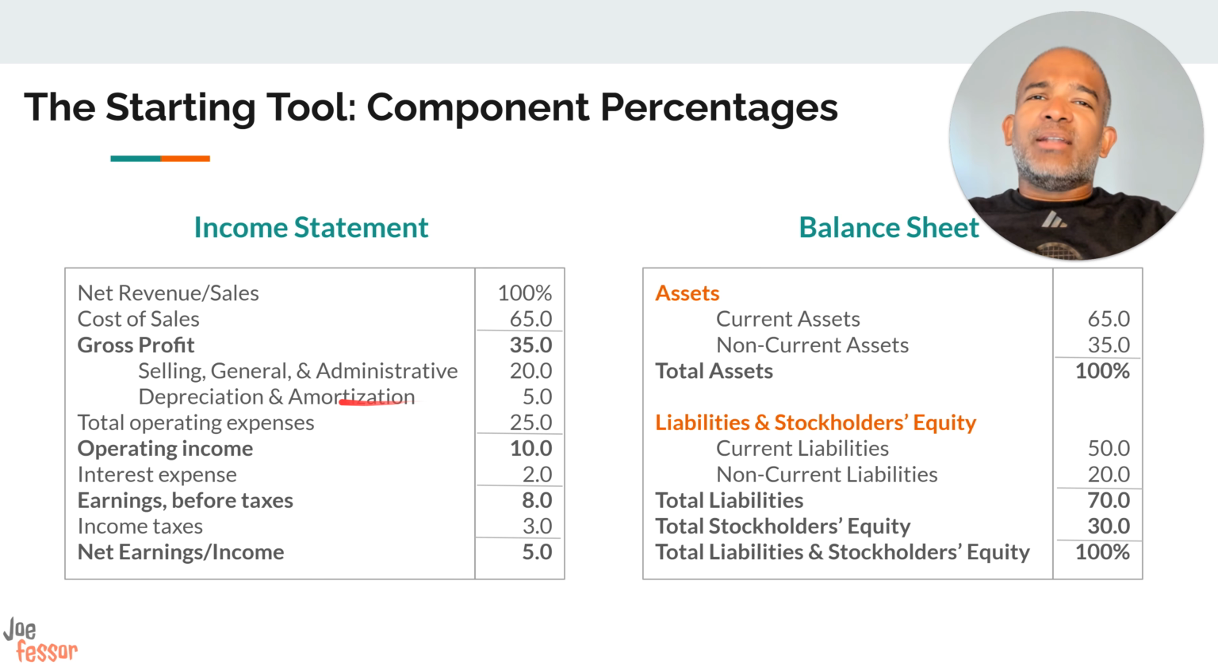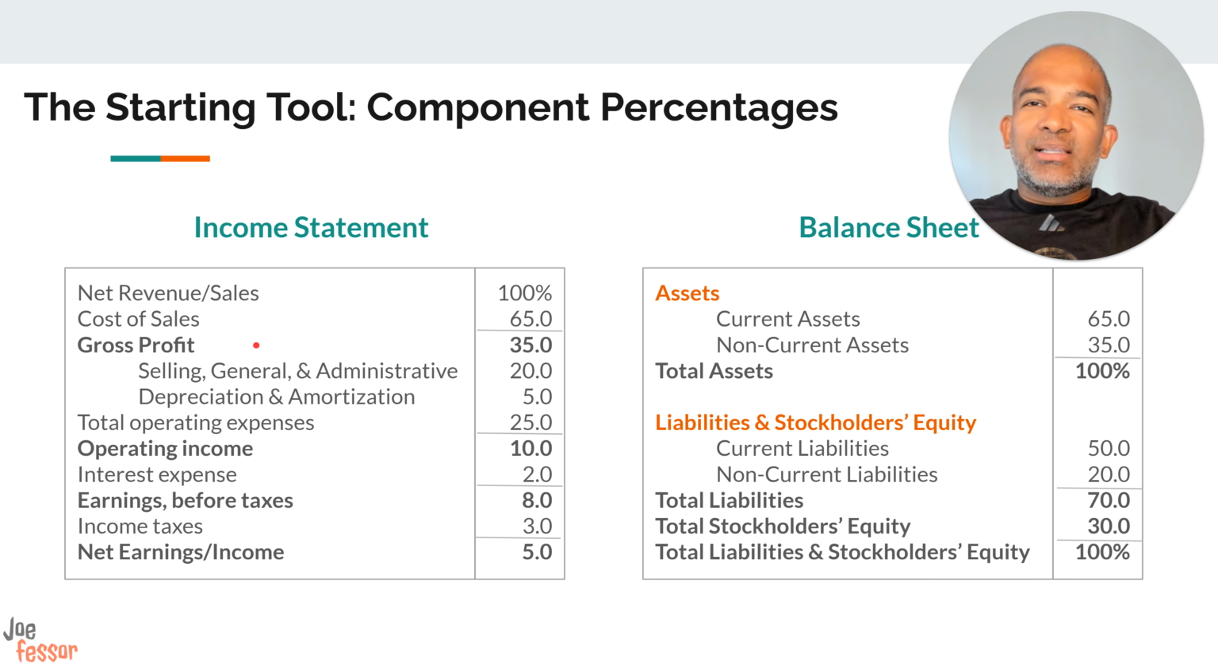All right, the first practical tool we'll look at is component percentages. This method is foundational because it expresses every item on a financial statement as a percentage of a single base amount, which immediately eliminates the problem of a company's size. Look at the tables on the slide. On the income statement on the left, the base is always the net revenue or sales, which is set to 100%. Every expense is shown as a piece of that sales dollar.